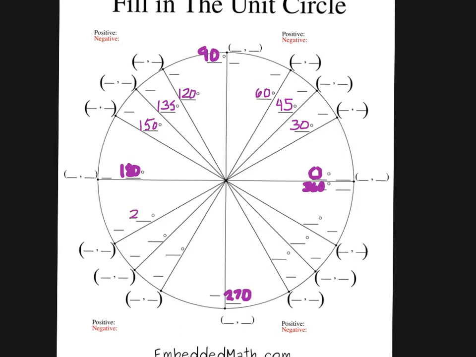Repeat it again. 180 plus 30 is 210. 210 plus 15 is 225. 225 plus 15 is 240. 30 would be 270. And then one last time, 270 plus 30 is 300. 300 plus 15 is 315. 315 plus 15 is 330. And 330 plus 30 is 360. So now I've got all of my degree measurements there.